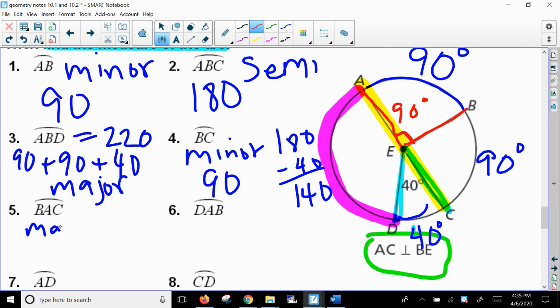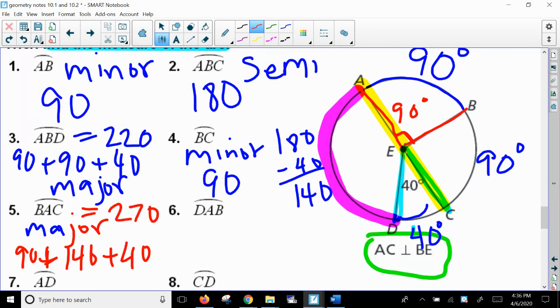I want red. I said I want red. This is a major arc. And I'm going to add 90. That's the blue. And then this purple we said is 140. And then this little slice right here, that's 40. So altogether, I get 270.